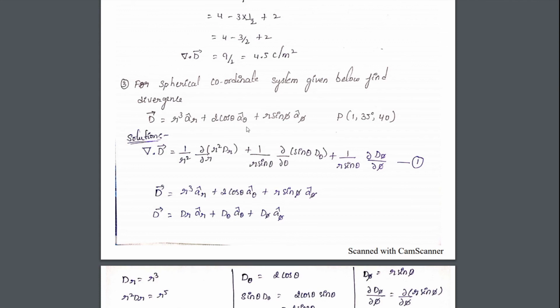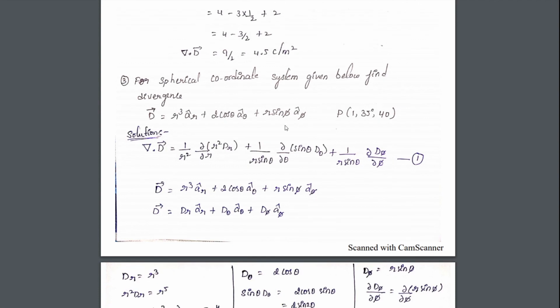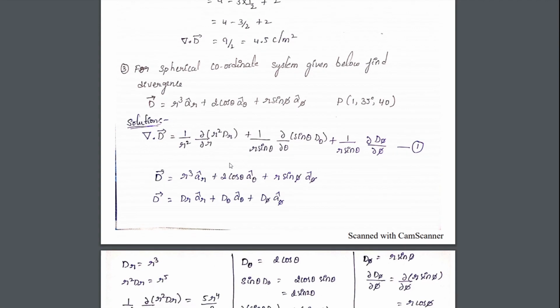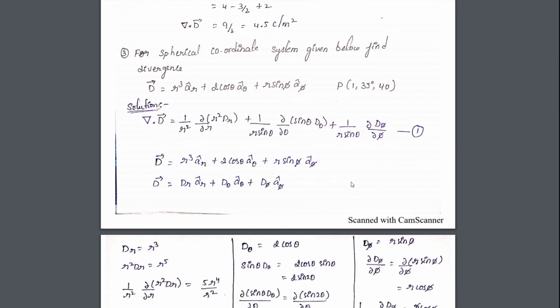For divergence, first write it in the spherical form. Then whatever D they have given, compare it with spherical. So what do you get here? You get Dr is r cubed, D theta is 2 cos theta, D phi is r sin theta. Then according to the formula, you differentiate. Dr is multiplied first by what? R squared. So multiply by R squared. I have shown you step by step, you can follow that. Then differentiate with respect to R, then multiply by 1 by R squared.